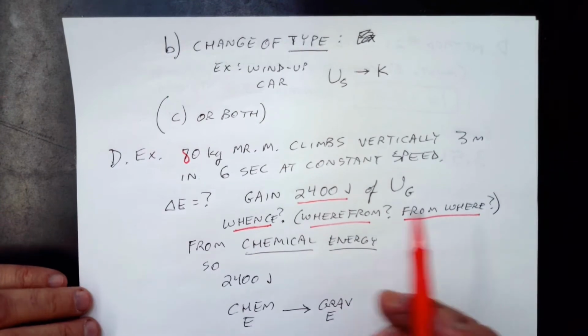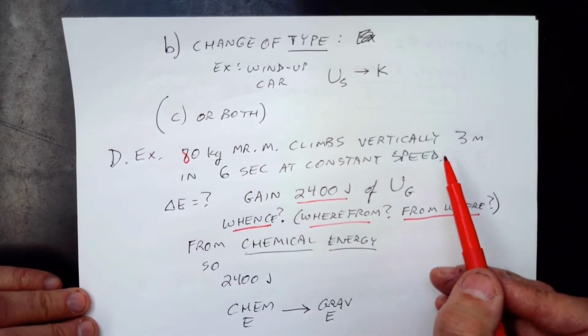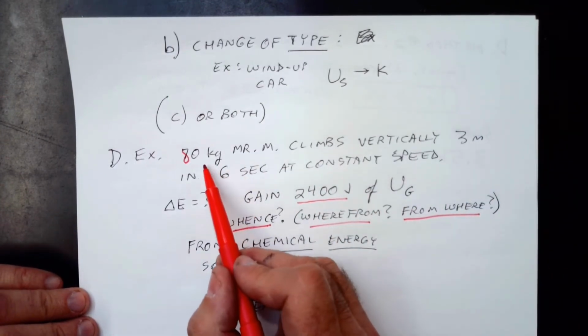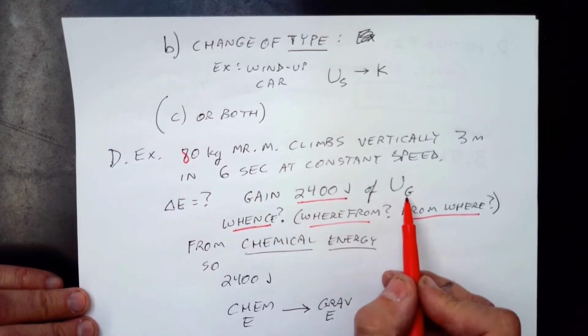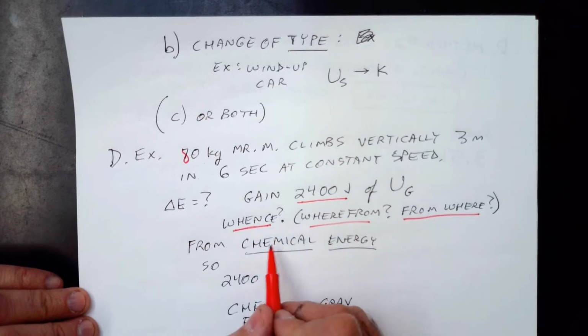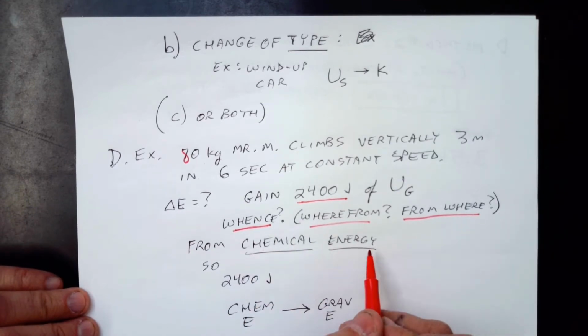What were we doing? Oh, that's right. So I climb 3 meters at a constant speed, 80 kilograms, and I gain 2,400 joules of gravitational energy. Where did it come from? Well, I burned calories, so we say it came from chemical energy.